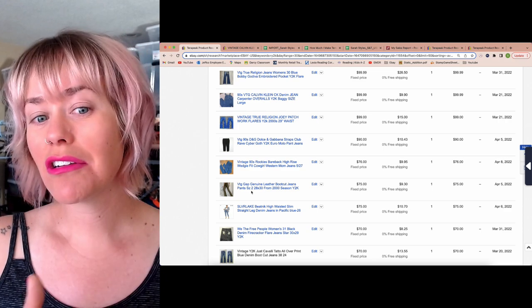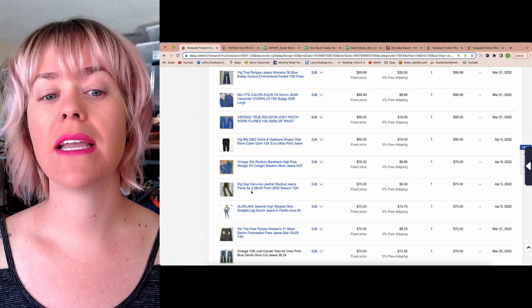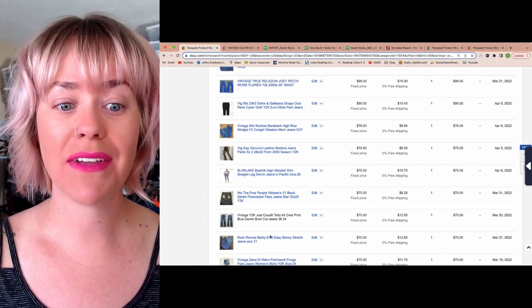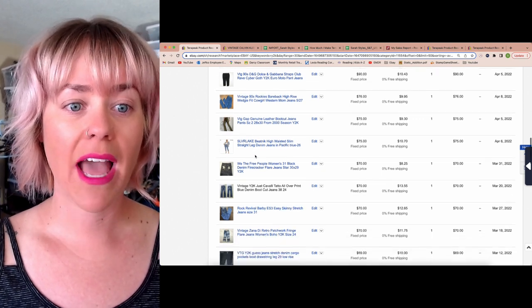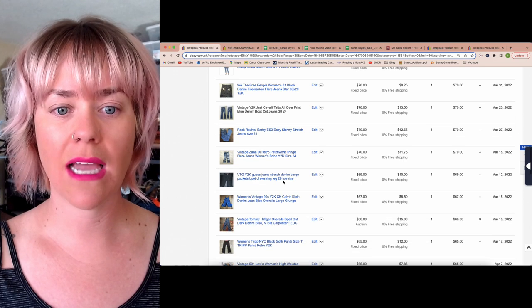Vintage Gap. Now, these are leather, but Gap selling for $75. Normally, I would not pick up Gap. I was looking at this yesterday, and I was like, all right, Gap, I see you. Vintage Gap is definitely selling. That's leather, which makes sense why it's selling a little bit higher. Rock Revival, that makes sense that it's up there.